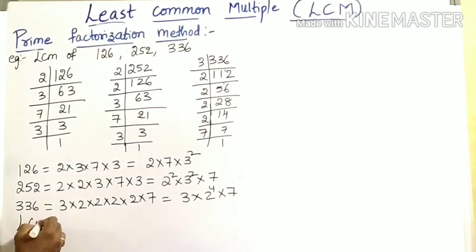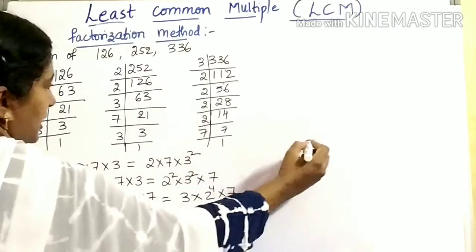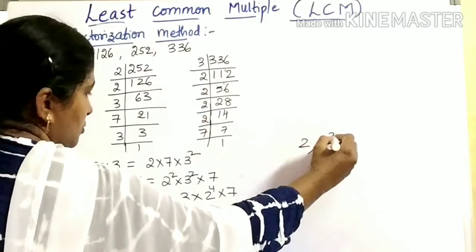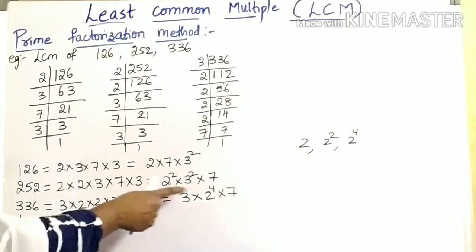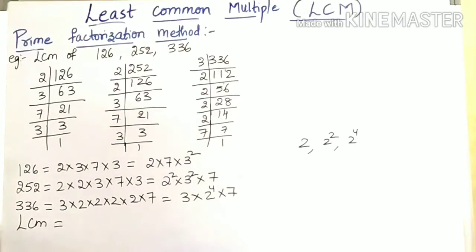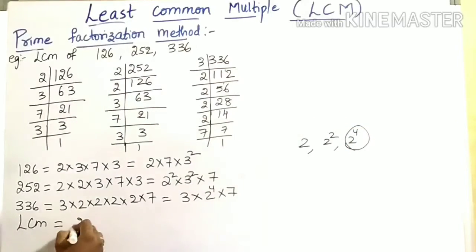Now coming to LCM, with a common base of 2 we are going to take. What are the bases here? Here 2, 2 square and 2 to the power of 4. Three numbers here: 2, 2 square and 2 to the power of 4. Now we select 2 to the power of 4 since it has the highest power. So you have to write 2 to the power of 4 here because it has the highest power.